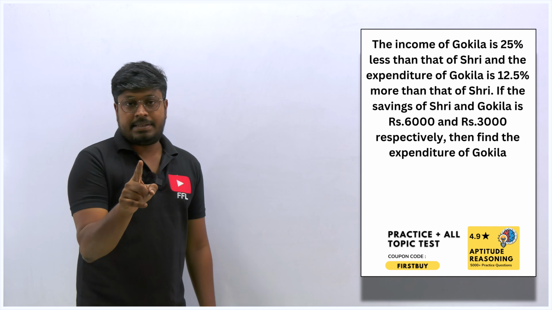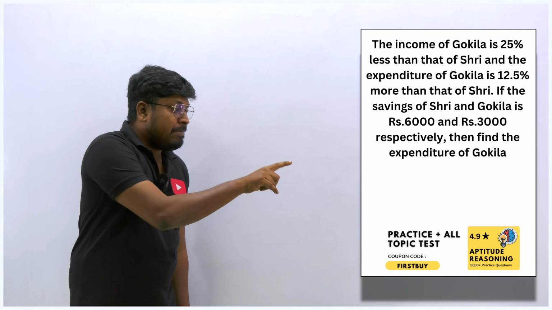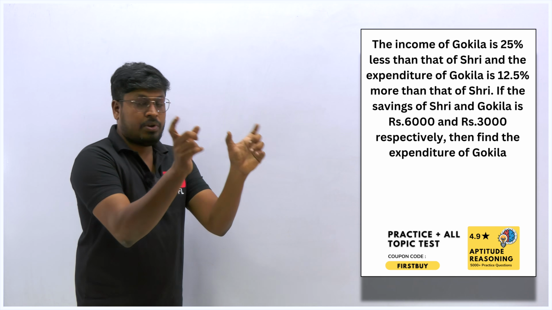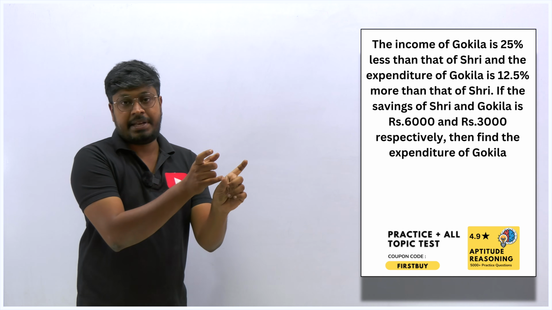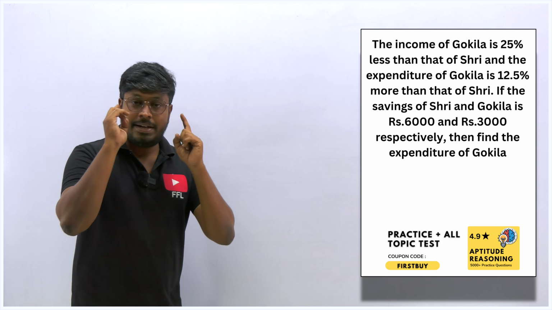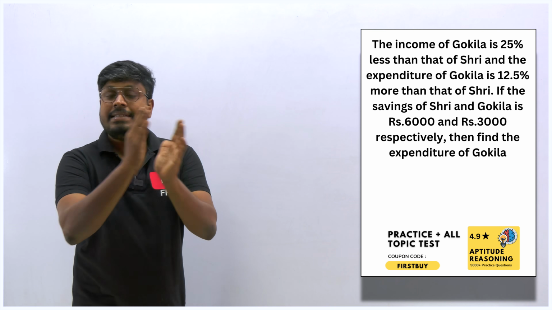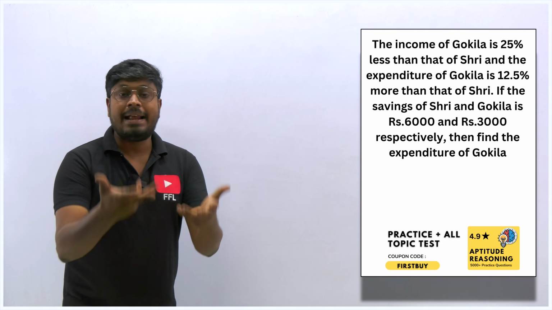And for both persons, they have given some values, that is, you see 25% less than, they have given for income. So the first point, they are comparing both persons' income. And the second point, they are comparing both persons' expenditure, and the savings value is also given. We already know one simple logic, income minus expenditure is equal to savings. So here, according to the question, all the values are directly given.